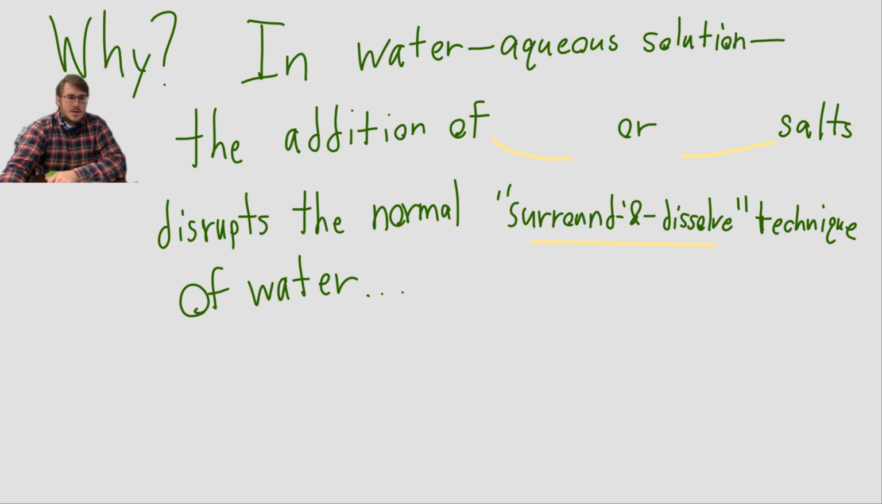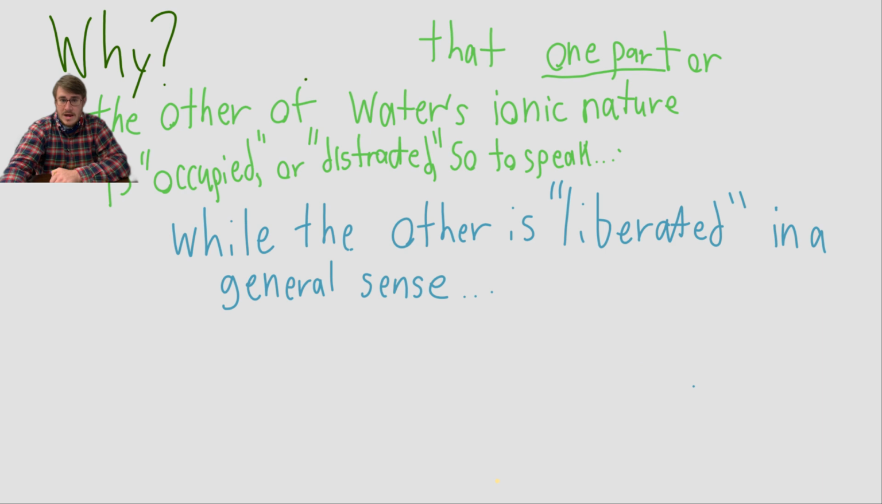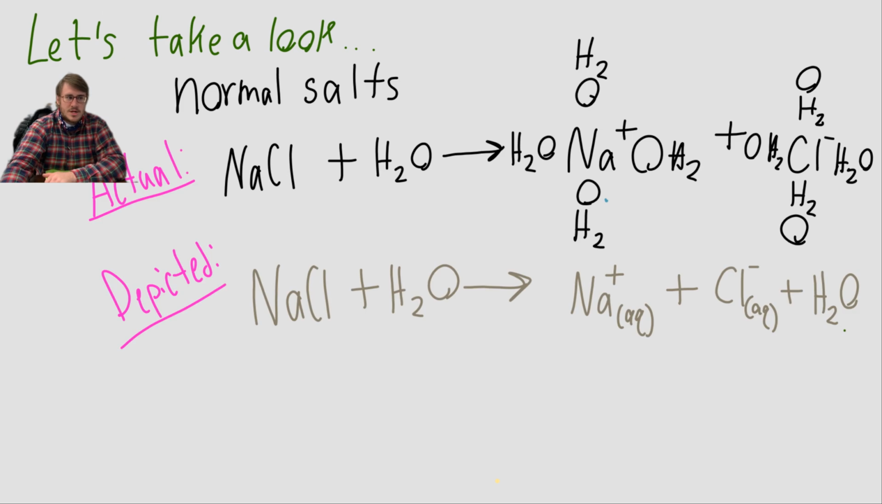Anyway, one of those only grabs onto one part of water and the other one is surrounded. So instead of both ions getting surrounded, only one of the ions gets surrounded, and the other one that's not surrounded kind of goes off and creates these manifest new features. So what we end up getting is that one part of the water's ionic nature is occupied or distracted, so to speak, by surrounding, while the other part is not occupied, it's liberated in another sense. Okay, so let's watch it in action.